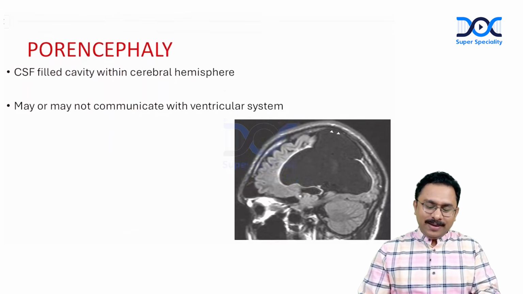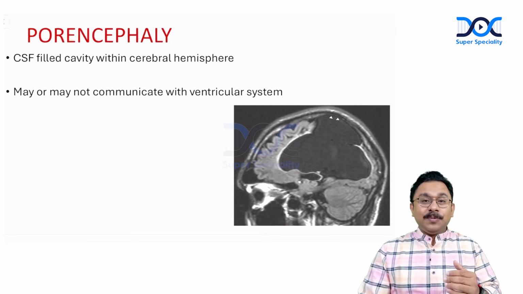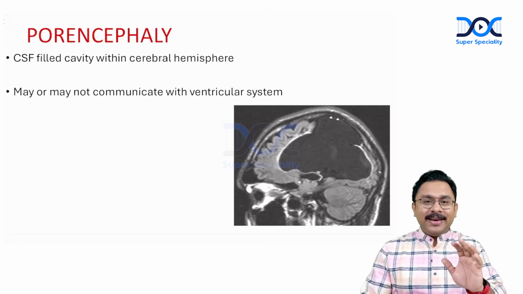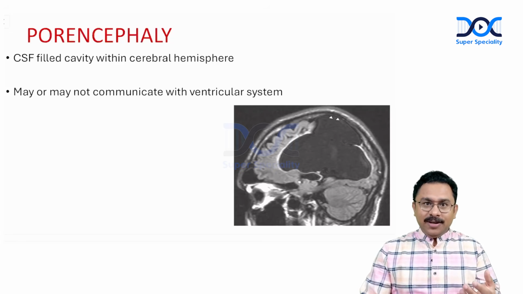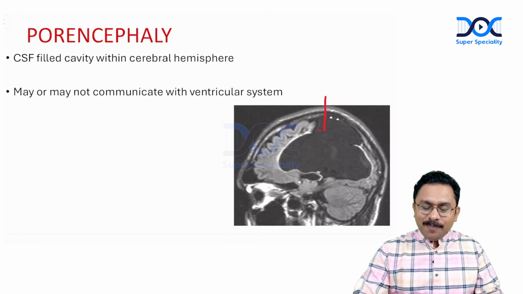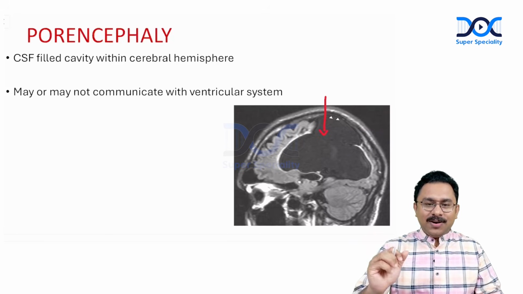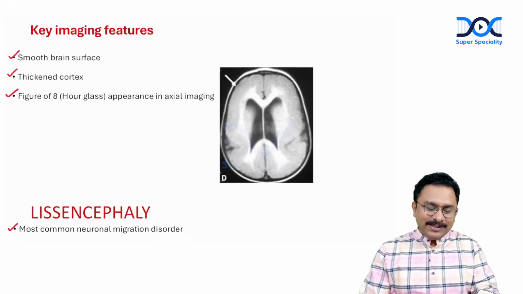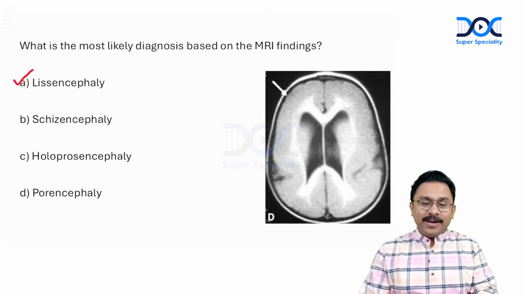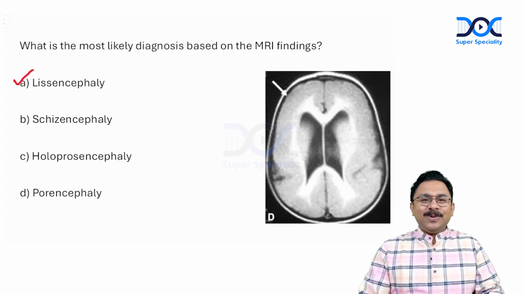Coming to the next option, which is porencephaly. What is essentially porencephaly? It means there is a CSF filled cavity within the cerebral hemisphere, and this cavity may or may not communicate with the ventricular system. Are you all able to appreciate the cavity? Yes? All right. So that is porencephaly. So after analysis of all these points, I'm sure that you are convinced the answer for this question is option A, lissencephaly.